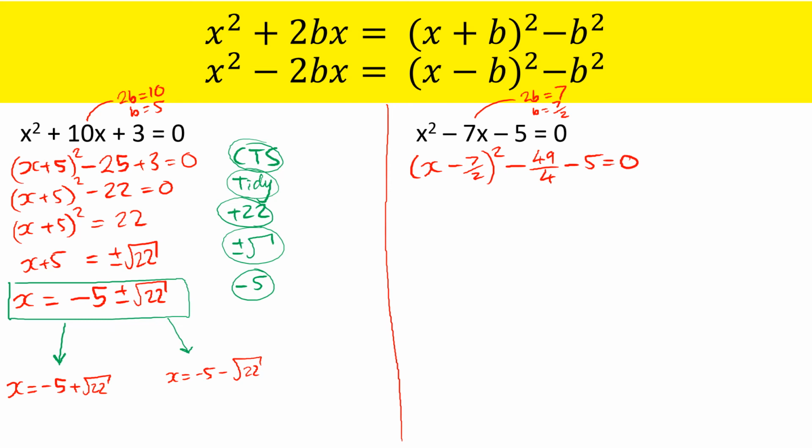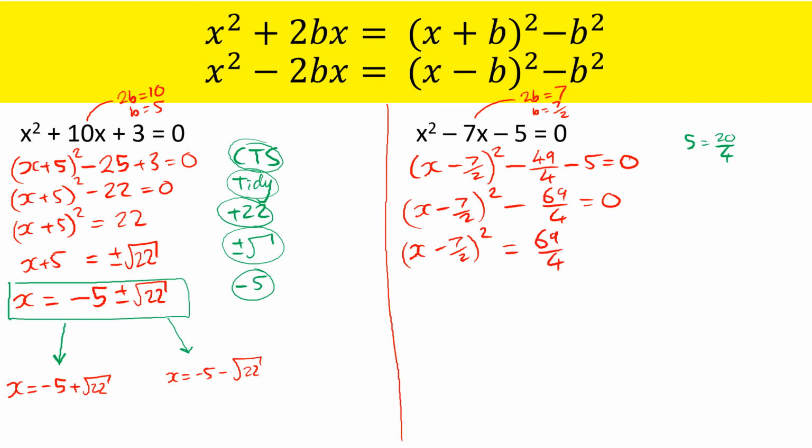I'm going to try and tidy this up. Now it's worth saying that 5 is 20 over 4. So if I was going to take away 5 from there, I think I end up with minus 69 over 4. So we'll have x minus 7 over 2 squared minus 69 over 4 is 0. What's our next step? Our next step is to add across. So x minus 7 over 2 squared is 69 over 4.